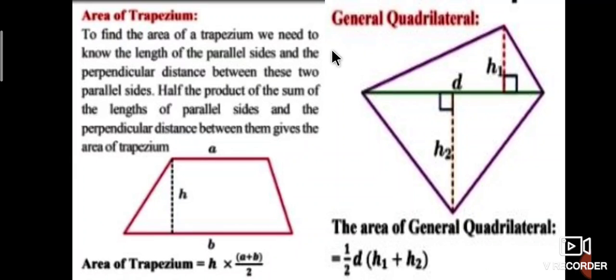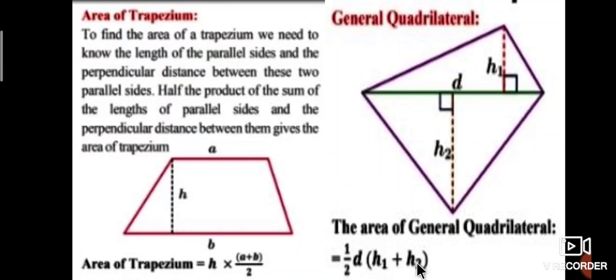Next, the area of a general quadrilateral. Here we consider the height of one triangle as h1 and the height of the other triangle as h2. Two triangles are joined to form a quadrilateral. This is the diagonal d. Therefore, the area of a general quadrilateral is equal to half into diagonal into (h1 plus h2).